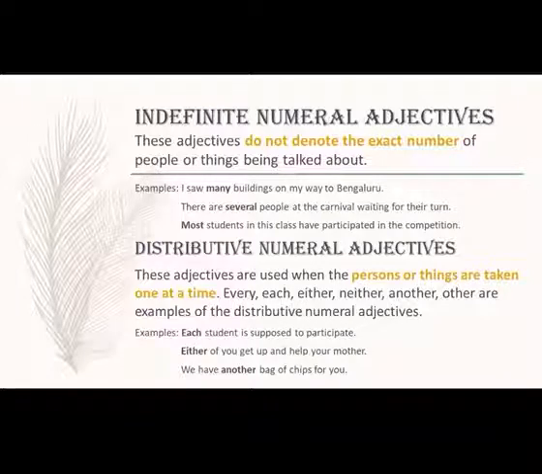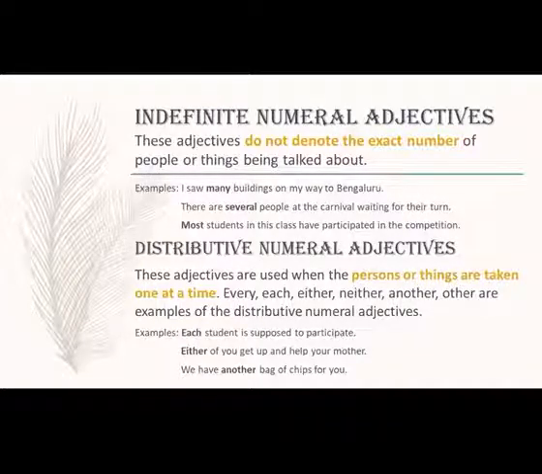For example, I saw many buildings on my way to Bengaluru. Can you count buildings? Yes, we can. But if I do not know the exact number of buildings, I have mentioned the word many, which is an indefinite numeral adjective. Or there are several people at the carnival waiting for their turn. Can we count people? Yes, we can. But do we know the exact number here? No. So, we have used several, which is an indefinite numeral adjective.